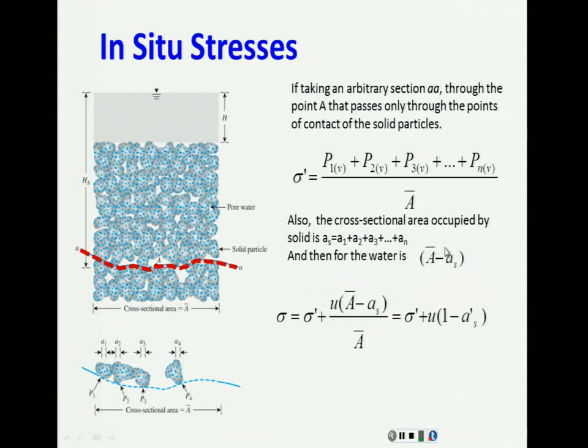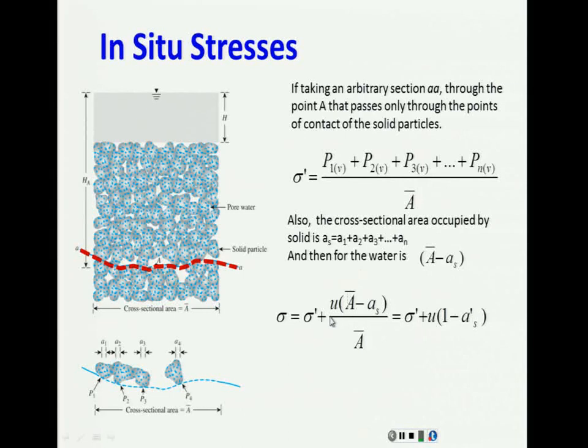Now, if this is that area, remember effective stress is the one I just calculated here. This is the total stress. This stress is called effective stress, the contact in between grains. And then the other stress coming from the water should be the pore water pressure at that point multiplied by the area of the water, the surface area of the water in that section.